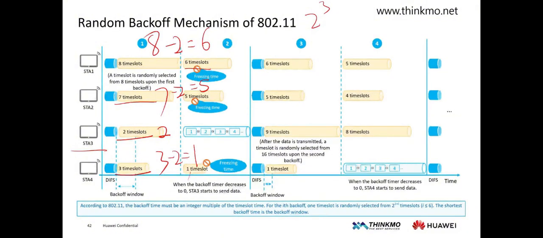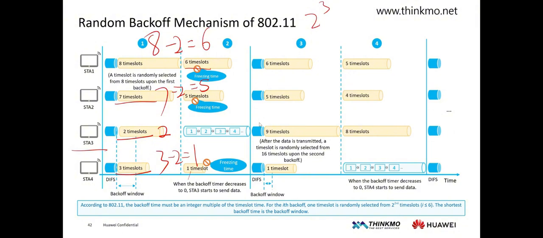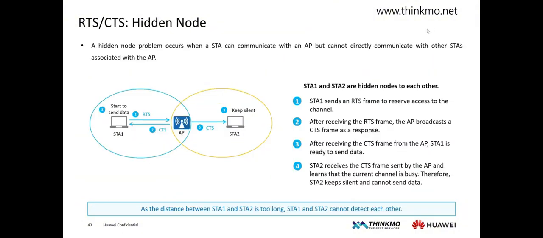first, then it will send data. At this time, the countdowns of the other terminals will also pause and freeze again. This is what we refer to as the random backoff mechanism, which determines the actual backoff time according to this rule. Then we will continue to discuss the hidden nodes of RTS and CTS.